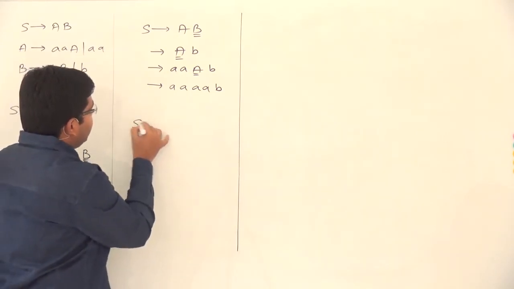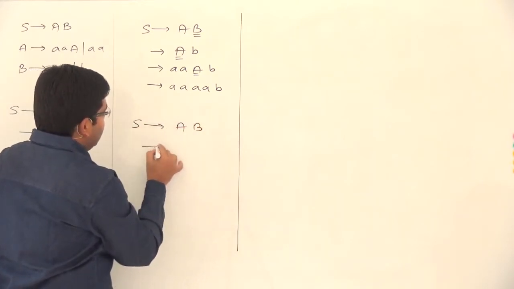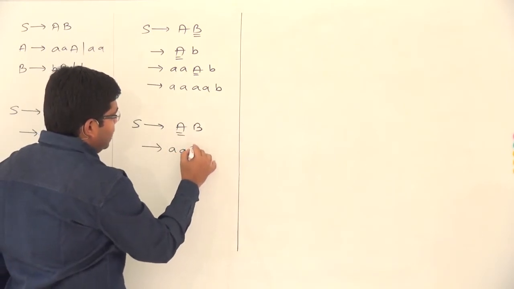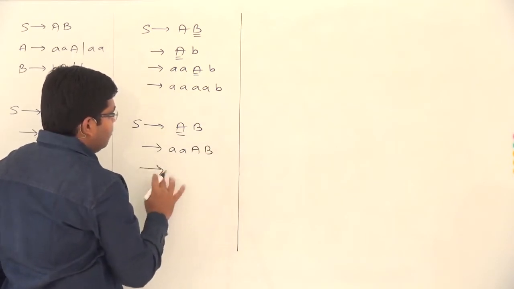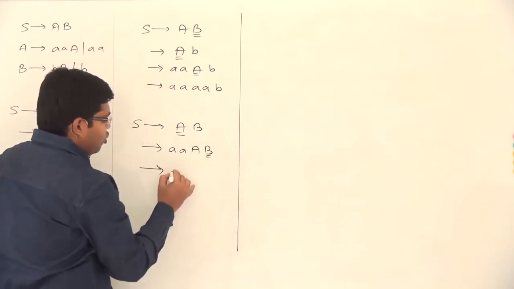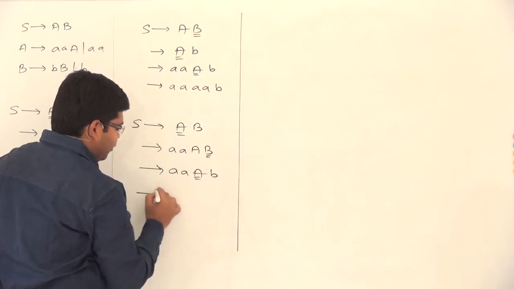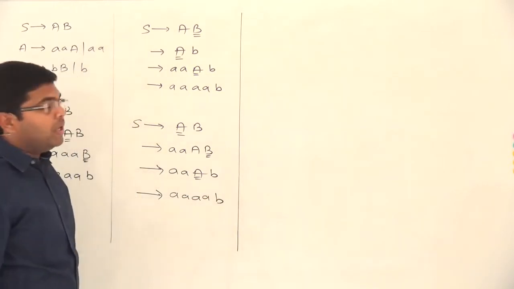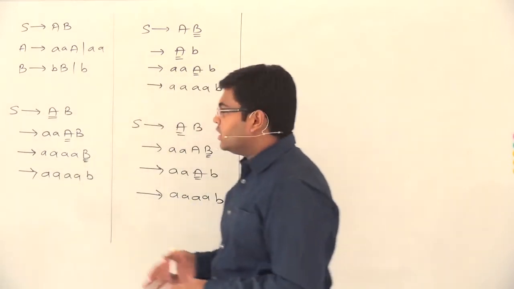Let's try one more derivation. Say S produces AB, then we will replace this variable A with AA, then AAB, then we will replace this A with a, so it becomes aAB, and finally we replace B with b. Now see what the differences are between these various derivations.